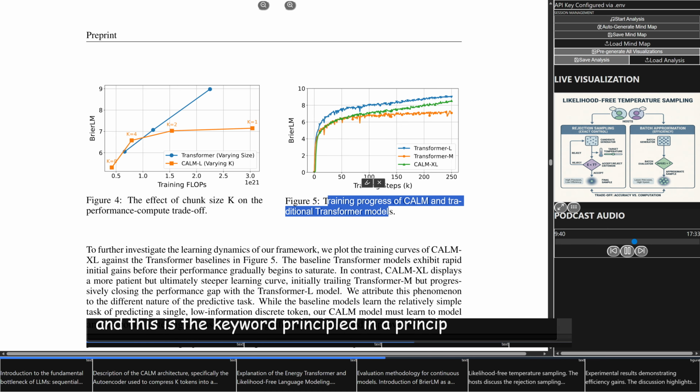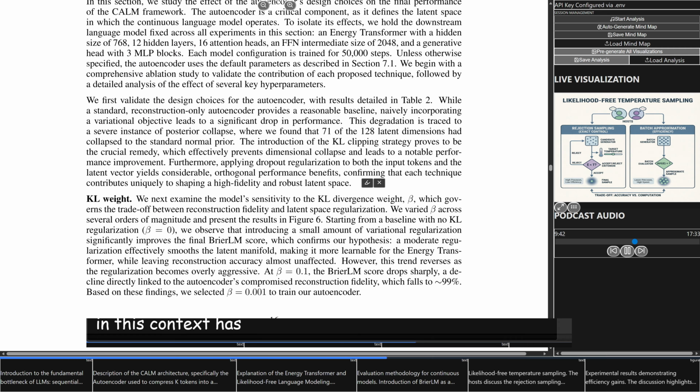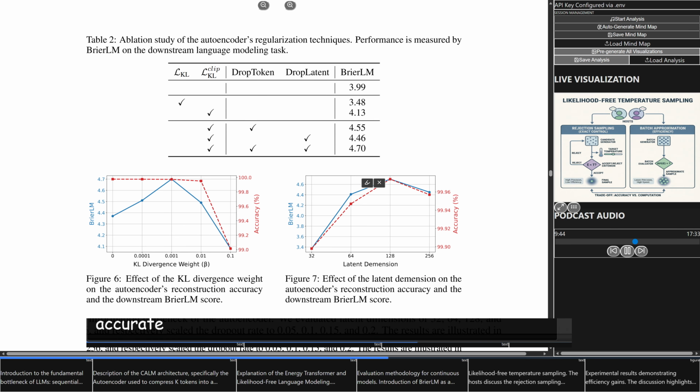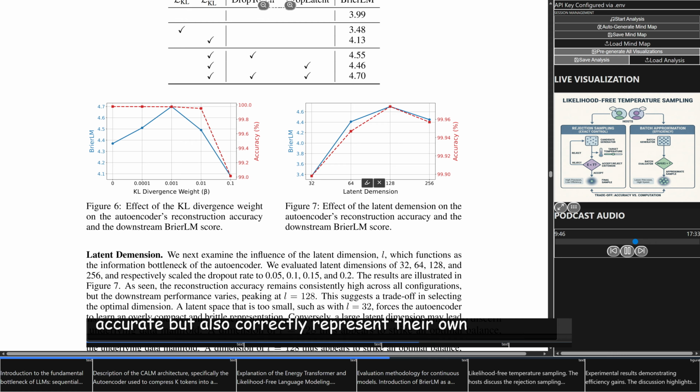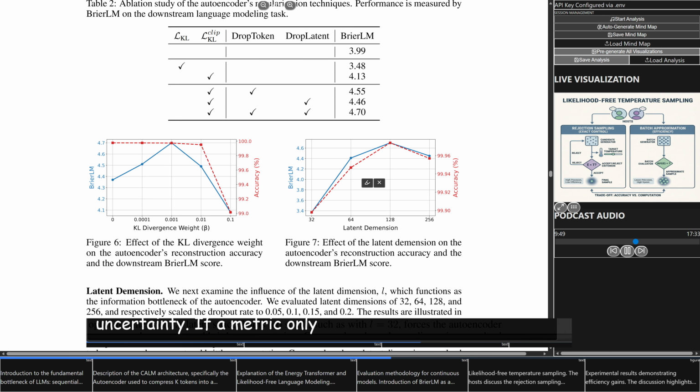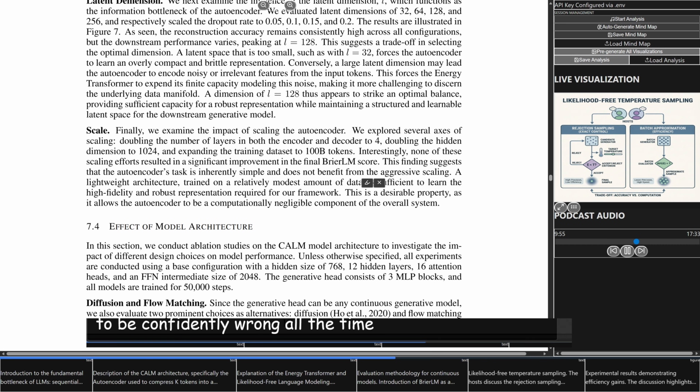And a principled metric, in this context, has to reward models that are not just accurate, but also correctly represent their own uncertainty. If a metric only rewards giving high probability to the correct answer, a model could just learn to be confidently wrong all the time. So they turn to the Brier score.